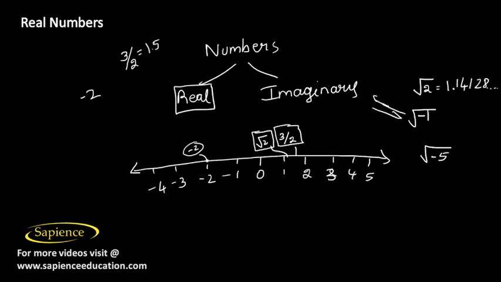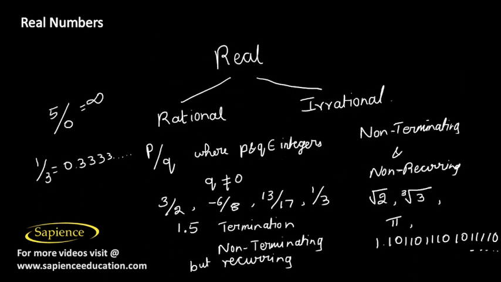So real numbers are categorized into rational numbers and irrational numbers. Rational numbers, when we express them in decimal terms, will be terminating decimals, otherwise they will be non-terminating but recurring decimals. Irrational numbers, in decimal form, will be non-terminating and non-recurring. Rational numbers can be expressed in the form p divided by q, where both p and q are integers and q is not equal to 0.